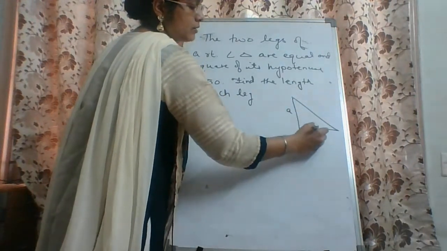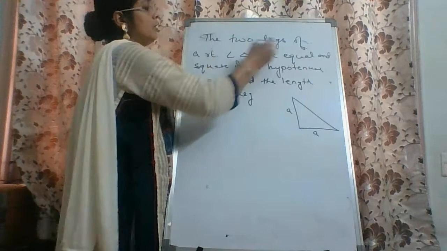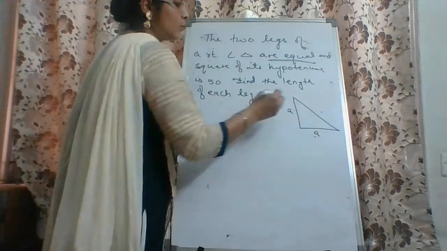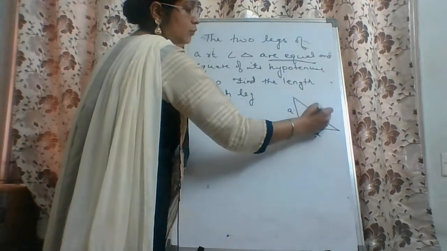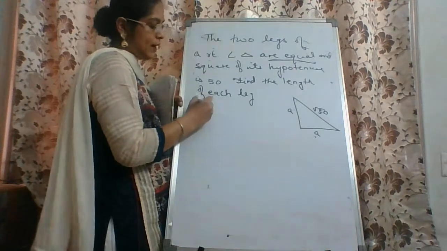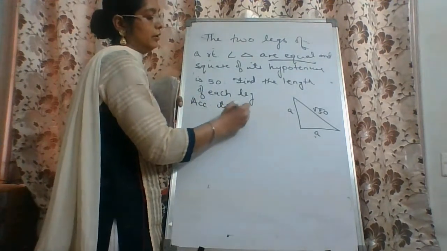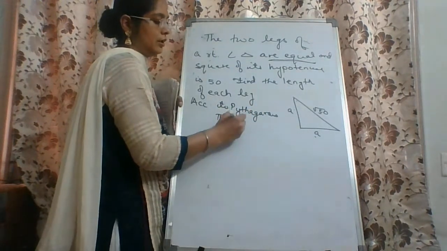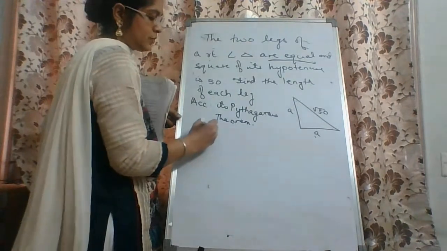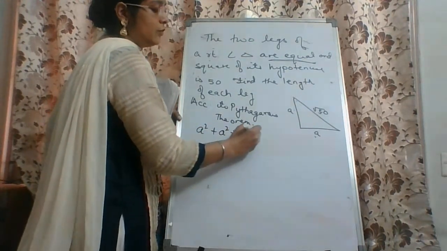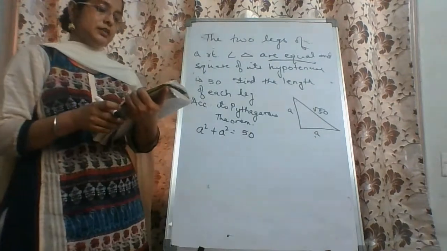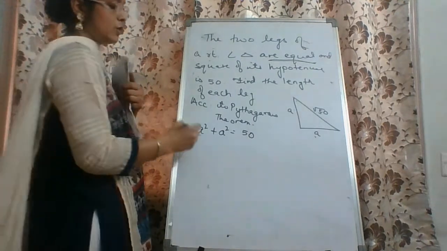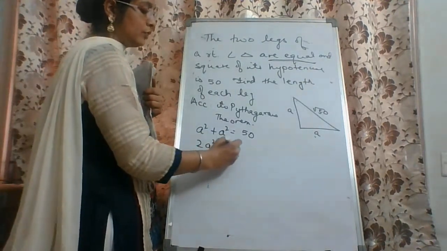Let this be a, this also has to be a, because it is given the two legs of a right angle triangle are equal. These are the legs. This is the hypotenuse. And the square of the hypotenuse is 50. That means this is root 50. According to the Pythagoras theorem, we have a square plus a square equal to 50. So 2a square equal to 50.